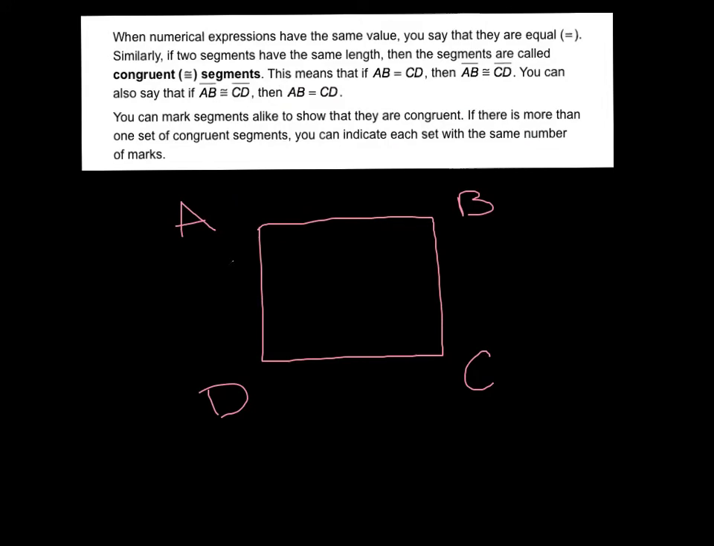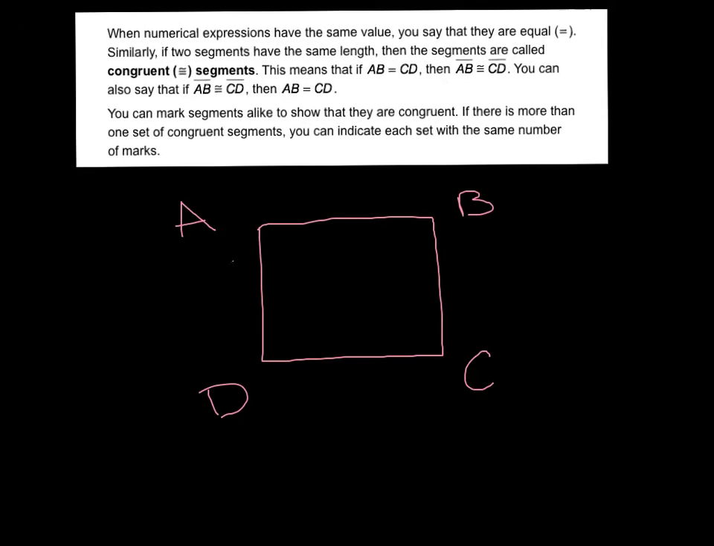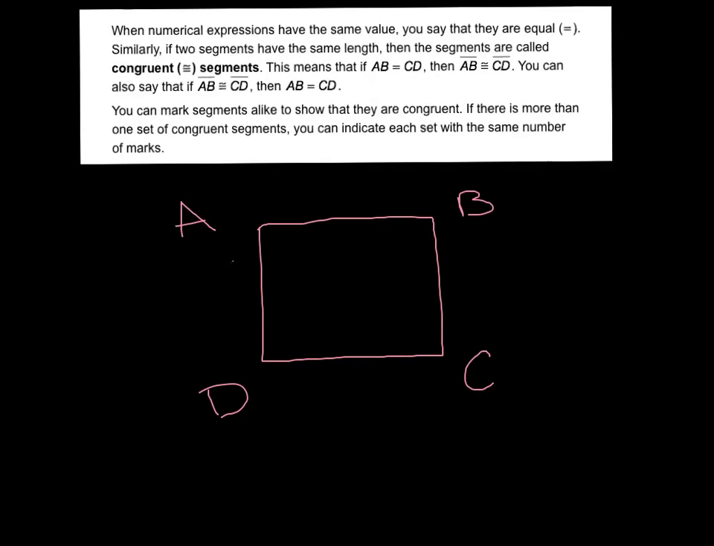Next one, when numerical expressions have the same value, you say they're equal. We're really used to saying equal. X equals 2, 2 equals 2. In geometry, if 2 segments have the same length, they're called congruent. Congruent segments. So there's a symbol for congruent. But congruent means equal.